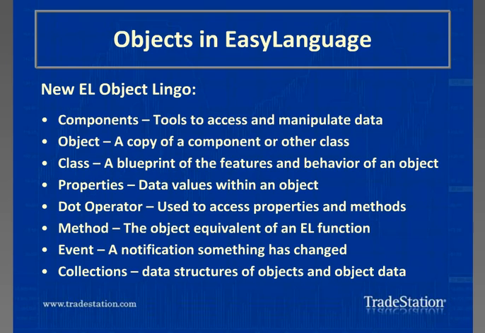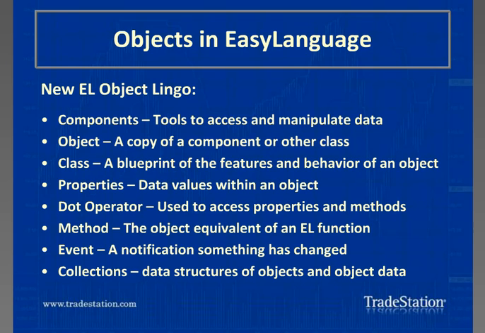So some of the new lingo in EasyLanguage objects, we've already talked about components. Components are objects that are pre-built that I can drag into my indicator or strategy, and it will automatically build the EasyLanguage code for me behind the scenes. But a component is an object. It is just a pre-built object that I don't have to build myself. I can just drag it into my indicator.